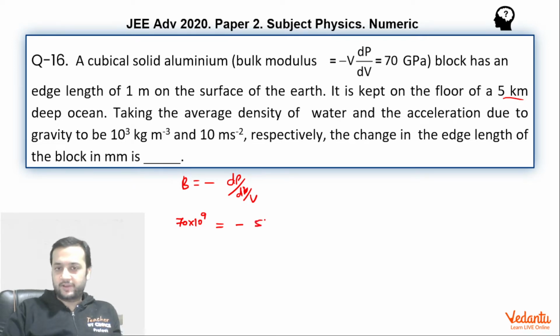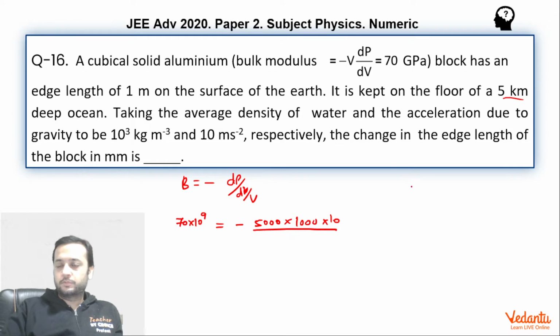So h will be 5,000 in meters. Density of water has been given as 1,000. Gravity we can take 10, as given in the question. So this is the extra pressure, dP is the change in the pressure. So this is the extra pressure divided by the fractional change in the volume.